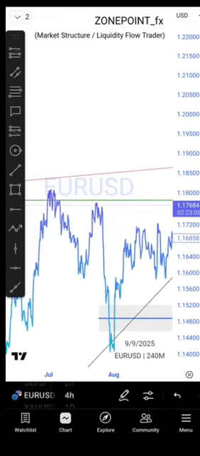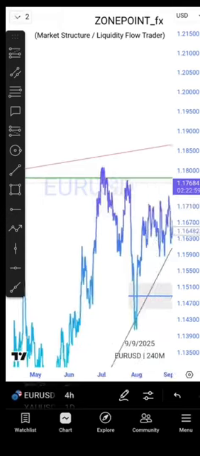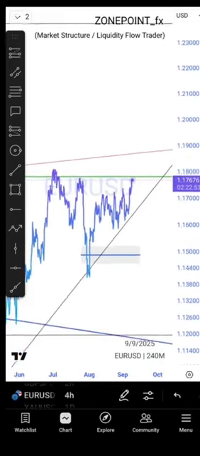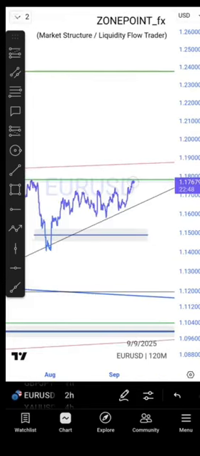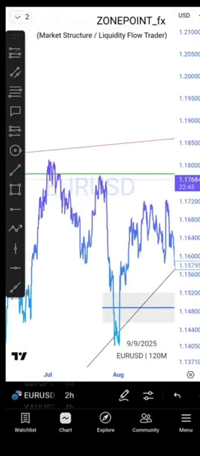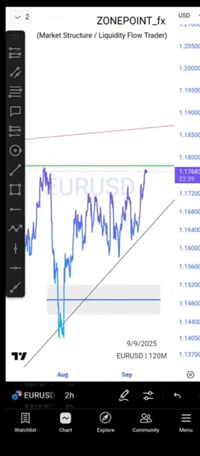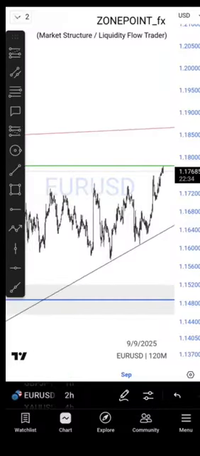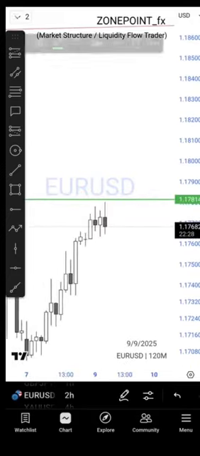Still on the line chart. On 4 hours, we don't actually need much, so let's just use 2 hours. On 2 hours, let me change it to candle so that I can understand. Let's zoom in. Yeah, on 2 hours, you can see how prices are reacting from that level.